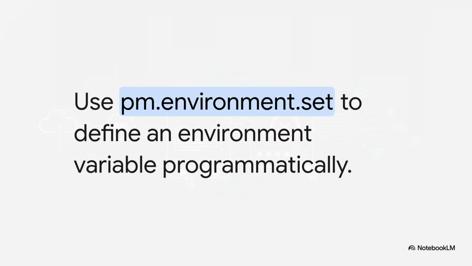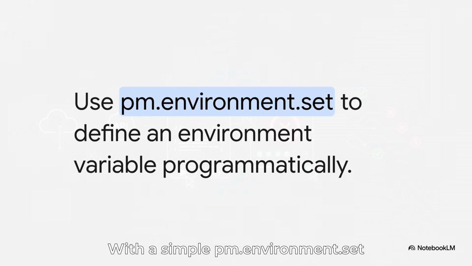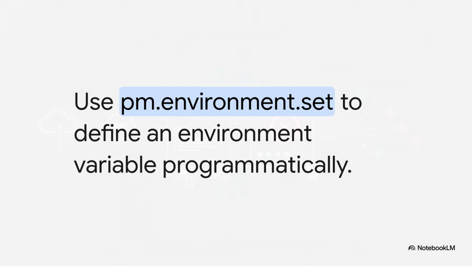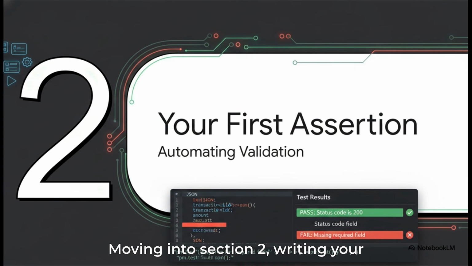And you know what? The syntax is literally a one-liner. With a simple pm.environment.set command, you've programmatically defined an environment variable. You're dynamically setting up the exact headers, parameters, or body payloads you need, just milliseconds before the API request actually fires. Moving into section 2, writing your first pm.test assertion and automating the validation.